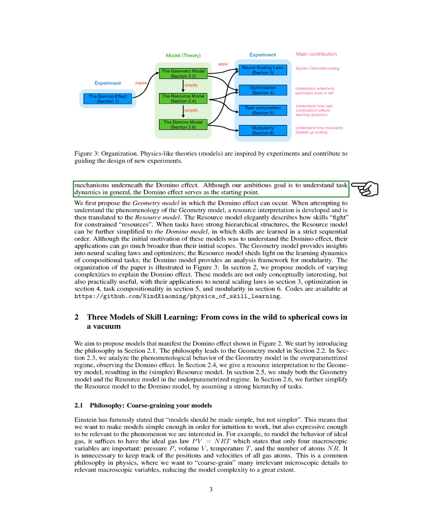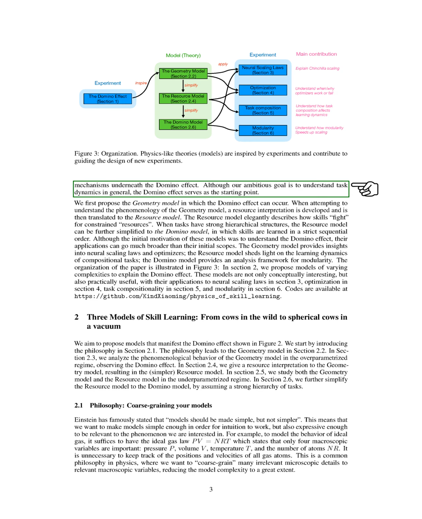While our initial focus is on the domino effect, these models have broader applications. The geometry model offers insights into neural scaling laws and optimization. The resource model helps us understand the dynamics of compositional tasks, and the domino model provides a framework for analyzing modularity. In the organization of our paper, we present models of varying complexities to explain the domino effect.